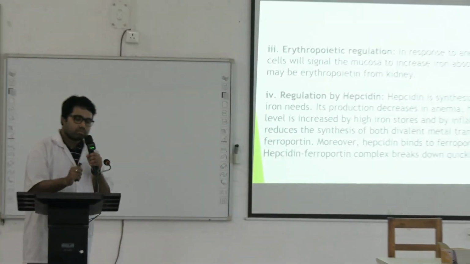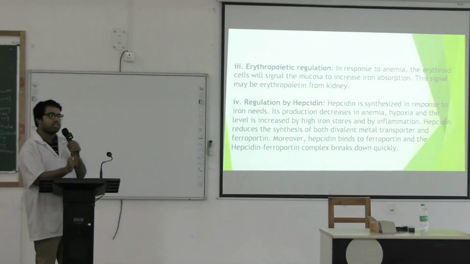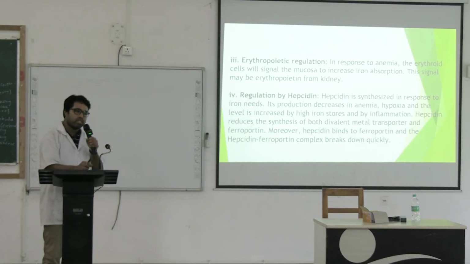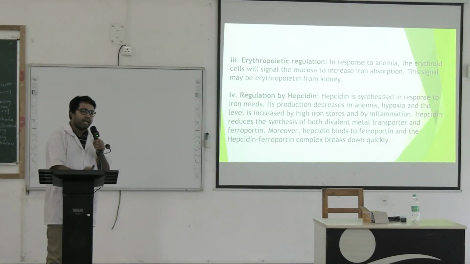Hepcidin is a small peptide which contains 25 amino acids. It is synthesized in liver cells and it is involved in killing bacteria, and that's why the name is known as hepcidin.